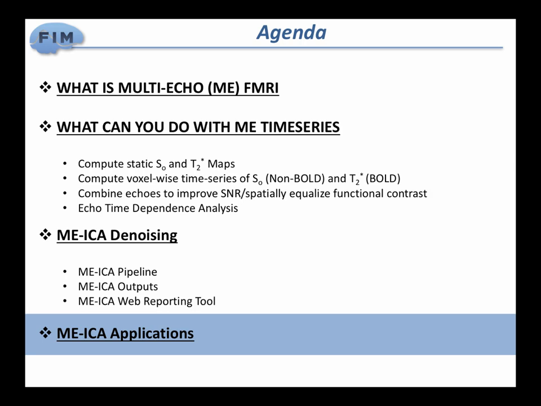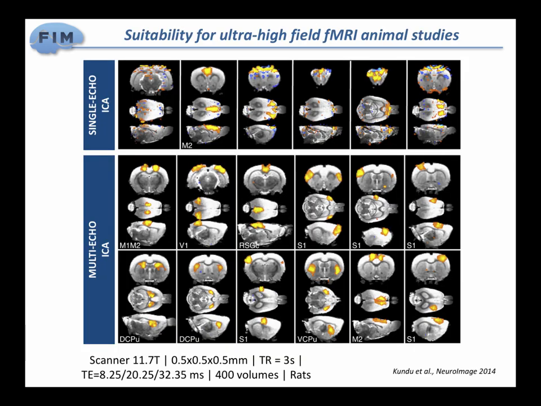I'm just going to walk you through a few studies that have used MICA. So this is a study by Prantic in which they applied this procedure to clean up animal data on an 11.7 tesla scanner with a very fine spatial resolution. This is just to make the point that nothing that I've explained makes assumptions about which field strength you're using, or whether this is animal or human data.